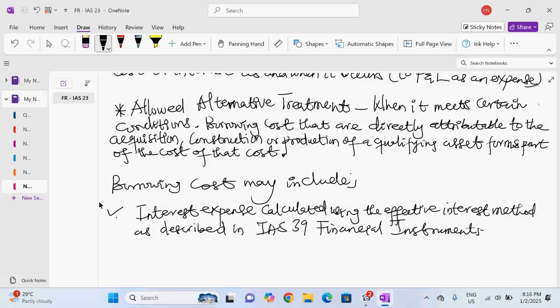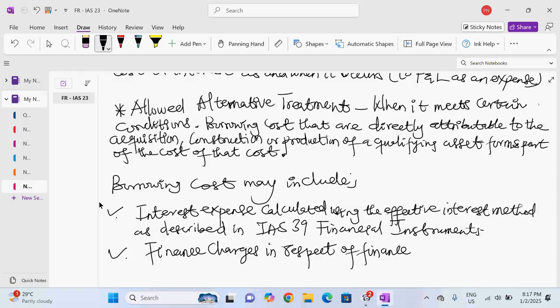Financial instruments. Then that is interest expense, right? And then we can also have finance charges. Finance charges in respect of finance leases.